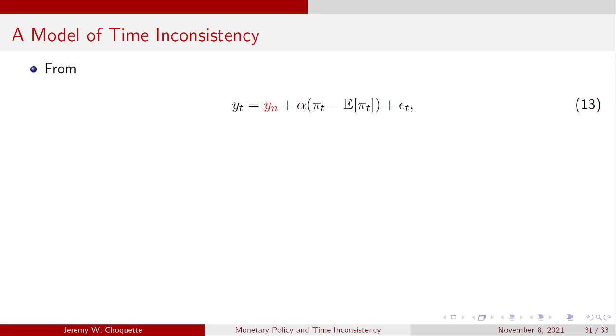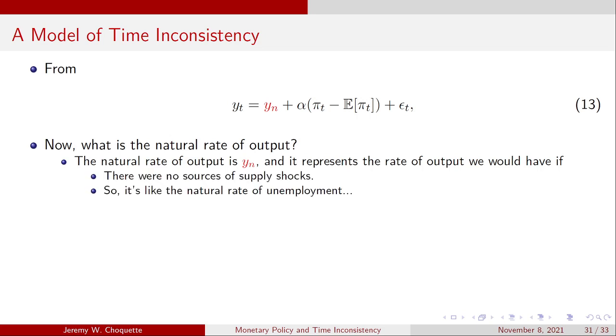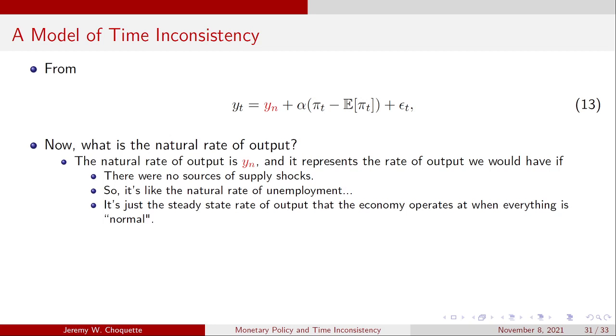Okay, so we've covered that stuff. Let's talk about the natural rate of output. What is that? Well, it's that y sub n, and it represents the rate of output that we would have if there were no sources of any supply shocks, or inflation deviations as well. So it's like the natural rate of unemployment, because it's just like a steady state rate of output the economy operates at when everything is normal.